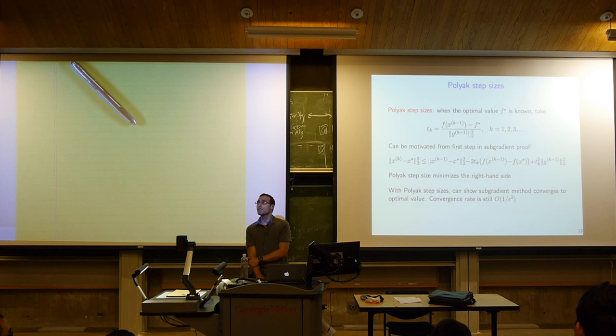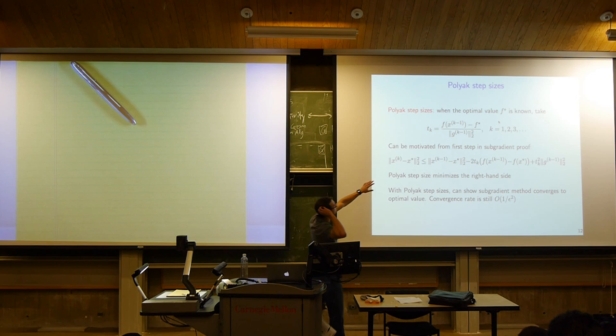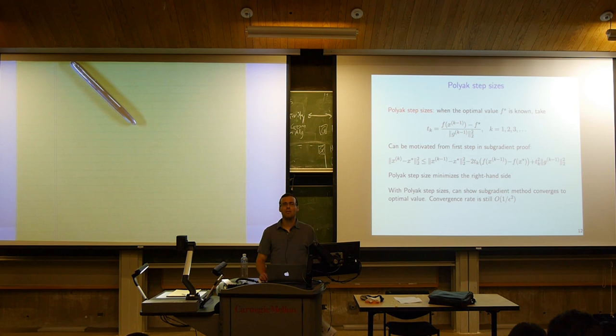So I would want to avoid giving a specific formulation for how people estimate f star, because I don't remember the details, and I don't want to get it wrong for you. But there are ways to use something like this where f star is estimated, and you can still prove that it converges, and it still is the same rate. You have to just make sure you're estimating f star carefully.